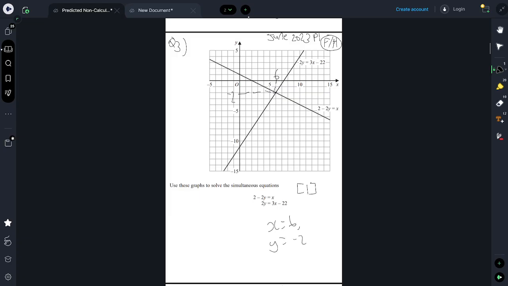It's only a mark, but you just need to be able to quickly know they intersect and read off the graph. They love asking this in the non-calculator. They love it. Again, don't throw away an easy mark. Even though it is a mark, you should spot this, okay?